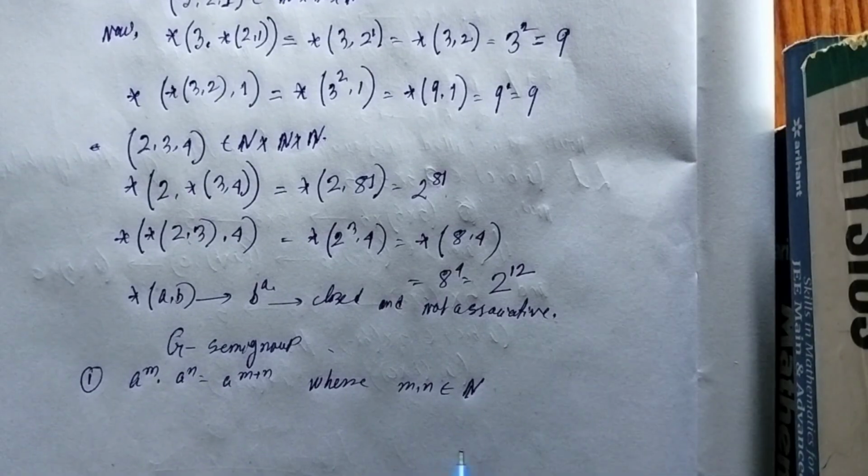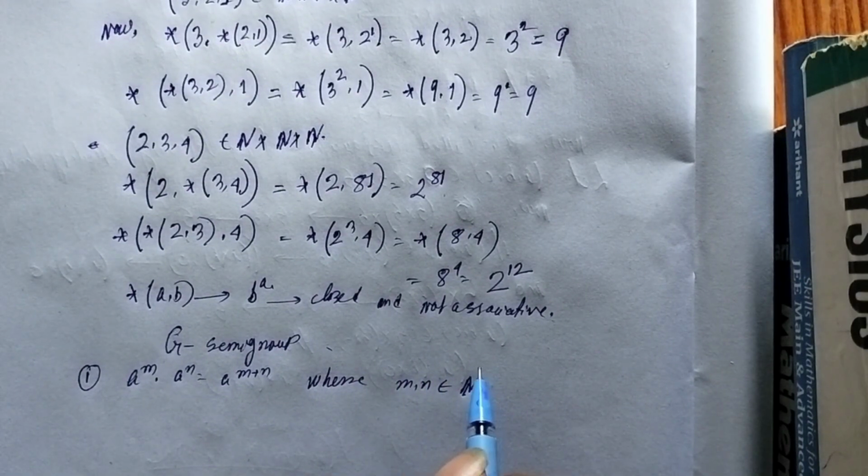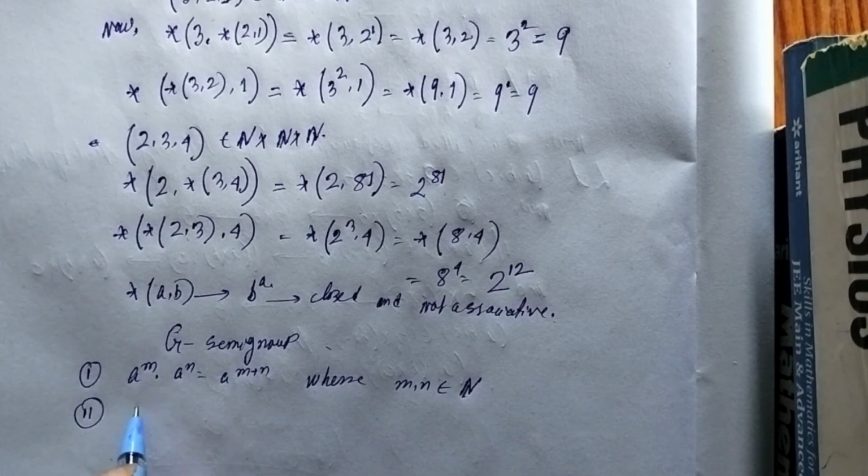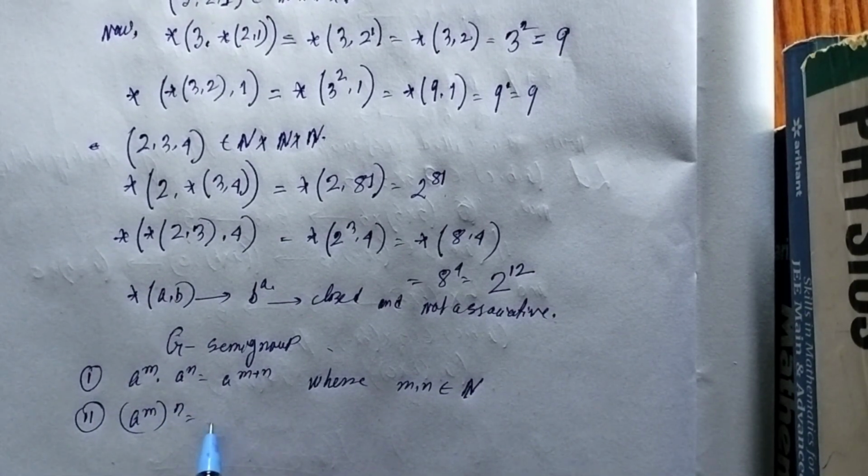Okay, so be concentrated. m and n are not equal to 0. m and n belong to the natural numbers, so it will go from 1. m and n cannot be 0. Okay, and one more property, this one.